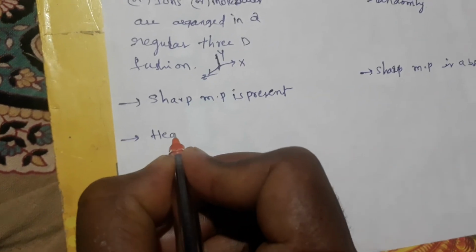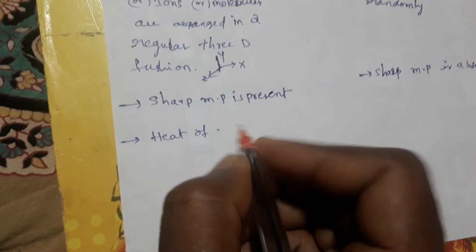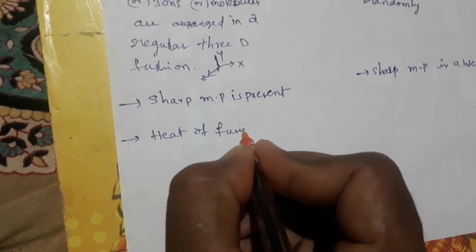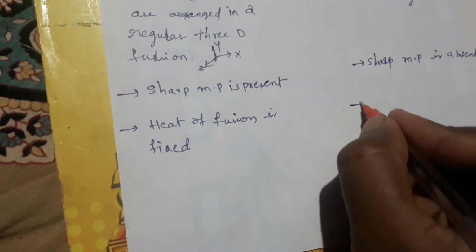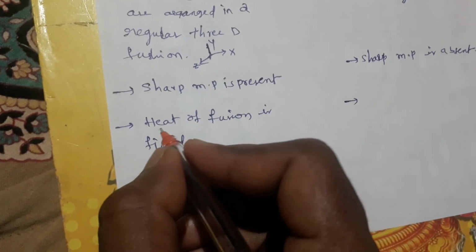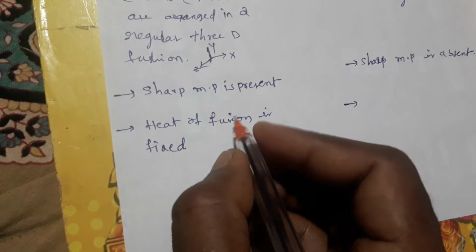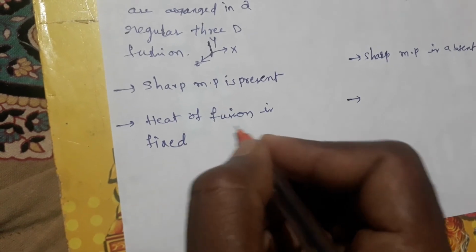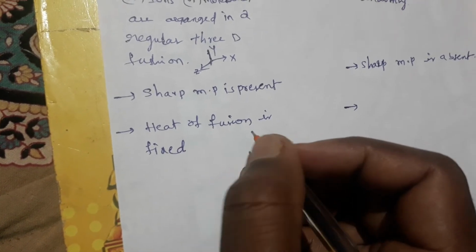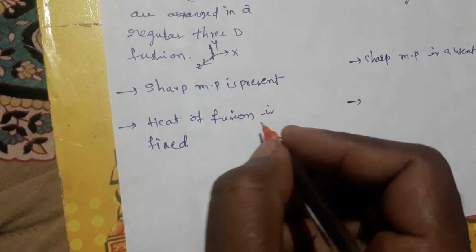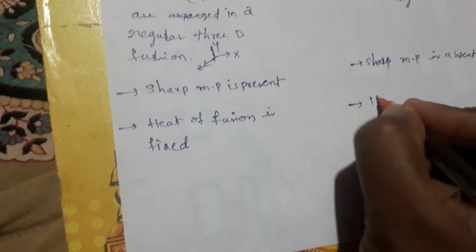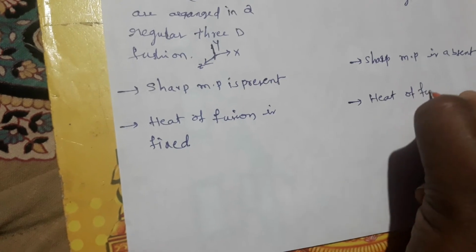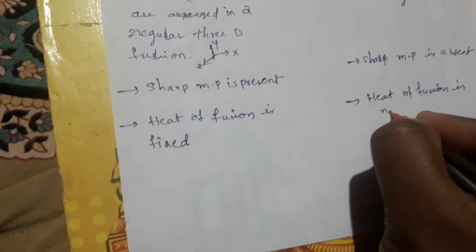Next, heat of fusion is fixed in this case. That means the heat of fusion is the amount of heat required to change its phase from solid to liquid, and it is fixed for crystalline solids. And heat of fusion is not fixed for amorphous solids.